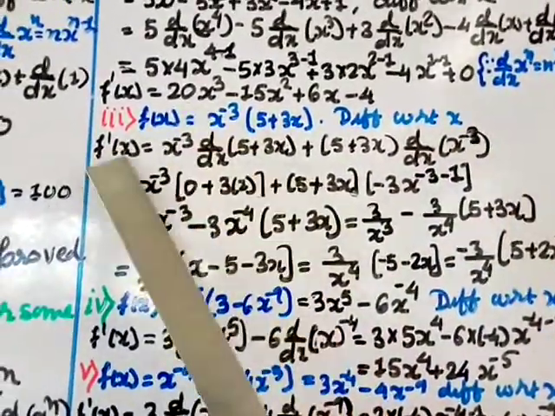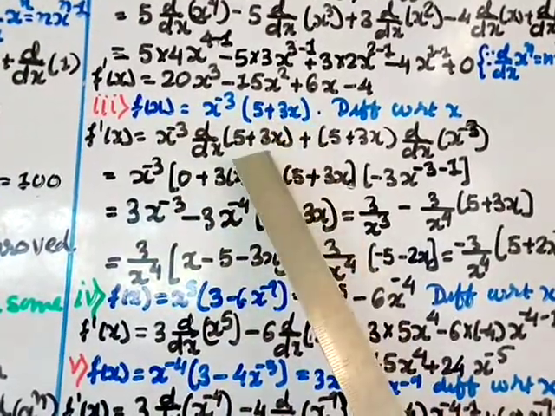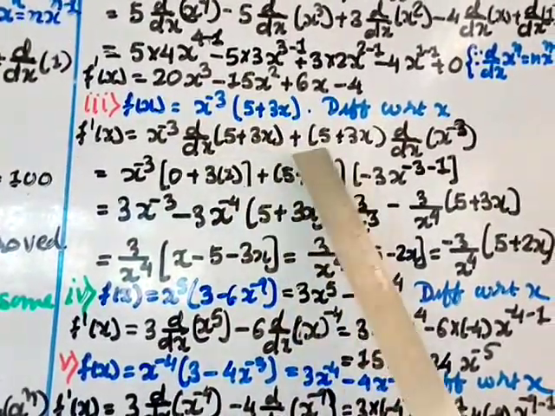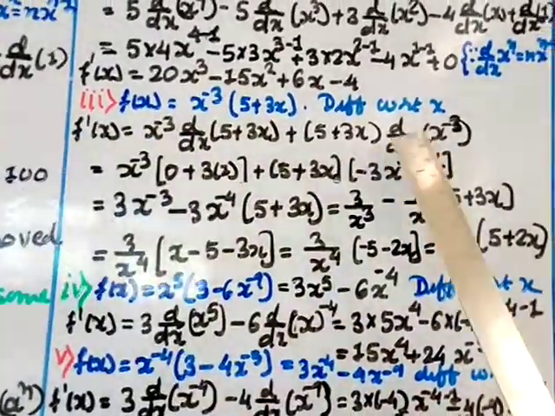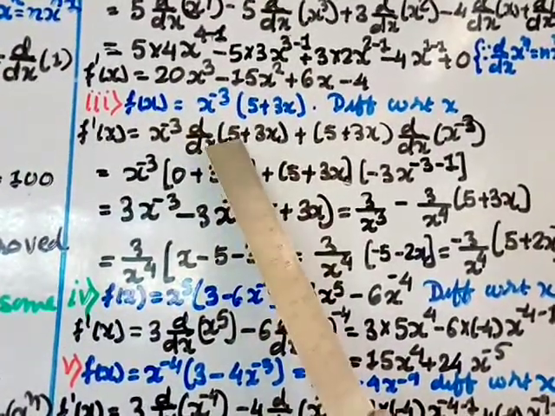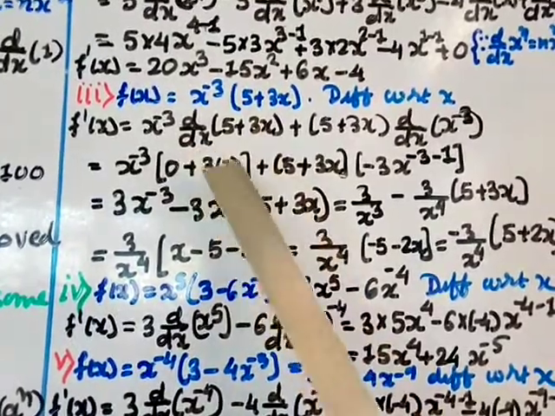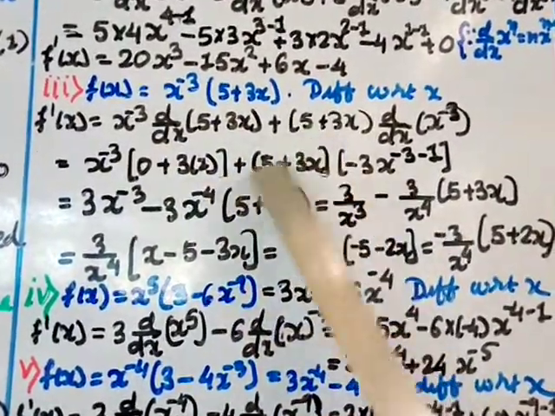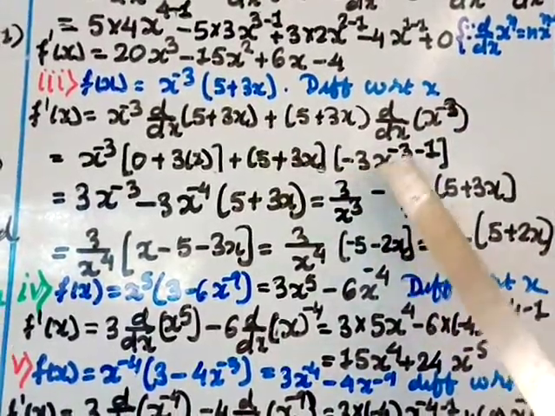So here f dash x equal to x power minus 3 as it is, derivative of 5 plus 3x, plus now this you keep as it is, 5 plus 3x, into d by dx of the first one which you have not differentiated, that is x power minus 3. So x power minus 3 as it is, derivative of 5 is a constant number, so it is 0, plus 3 and x with respect to x derivative is 1, plus 5 plus 3x as it is, and x power minus 3 is minus 3 into x power minus 3 minus 1.